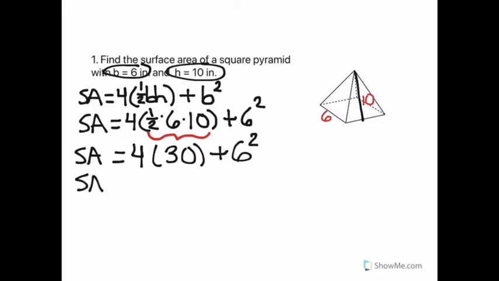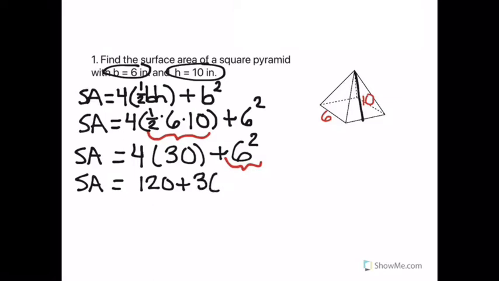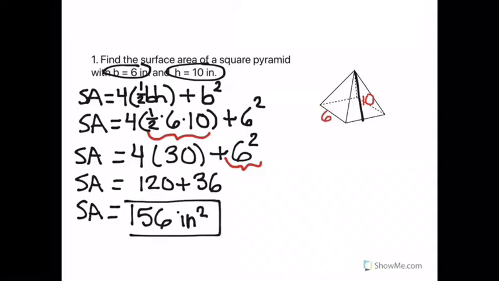All right, 4 times 30 is 120 plus, let's go ahead and calculate what 6 squared is. 6 squared means 6 times 6, not 6 times 2. It means 6 times itself. So 6 times 6, which is 36. And then finally, 120 plus 36 is 156, and that is inches squared. So it's a lot of calculations.